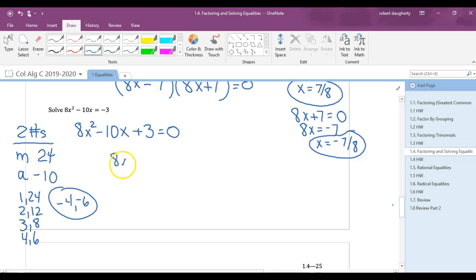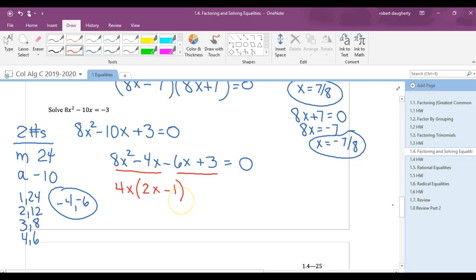So that means 8x squared, and then I use these 2 numbers, minus 4x minus 6x plus 3 equals 0. I saw some people, when they're doing grouping, they would use parentheses. I'll encourage you not to do that. If you're doing grouping and you need a visual, try something like this. Okay, try underlining, so that you can do it. So what do these first 2 have in common? 4x. So that leaves me what? 2x minus 1. Whatever this sign is, copy it down. It's a minus sign.